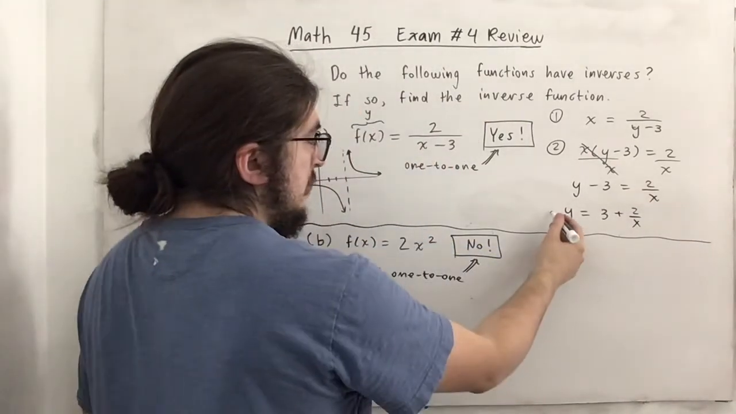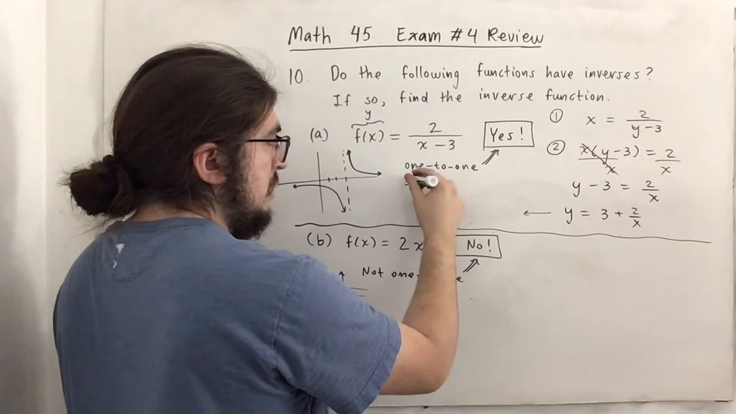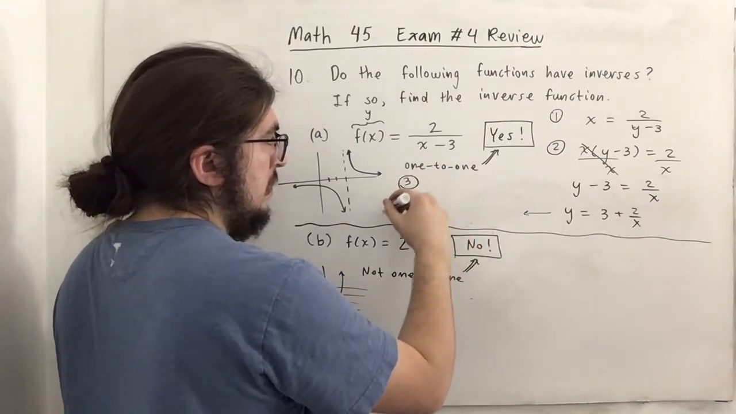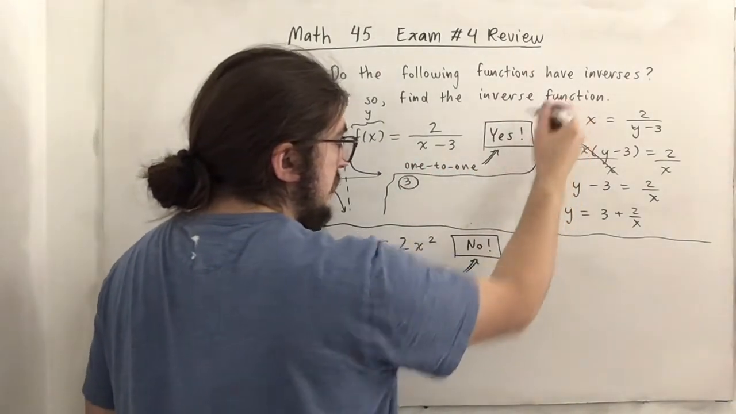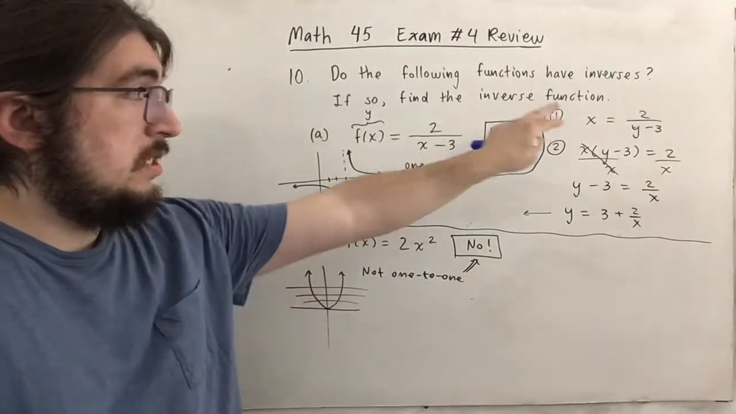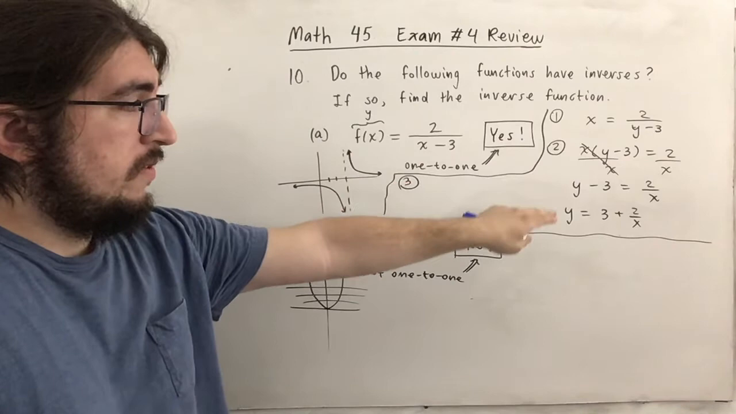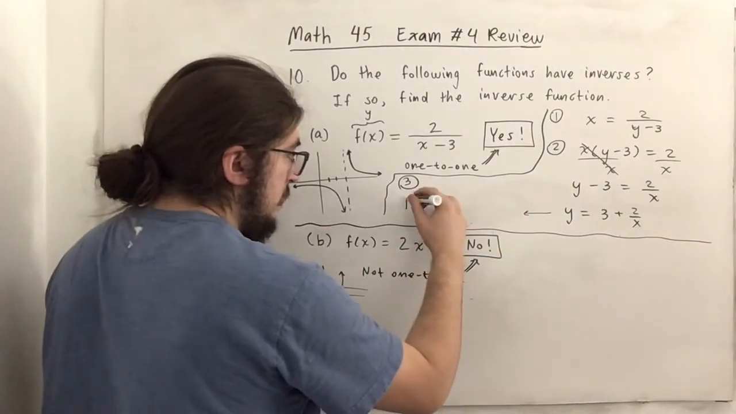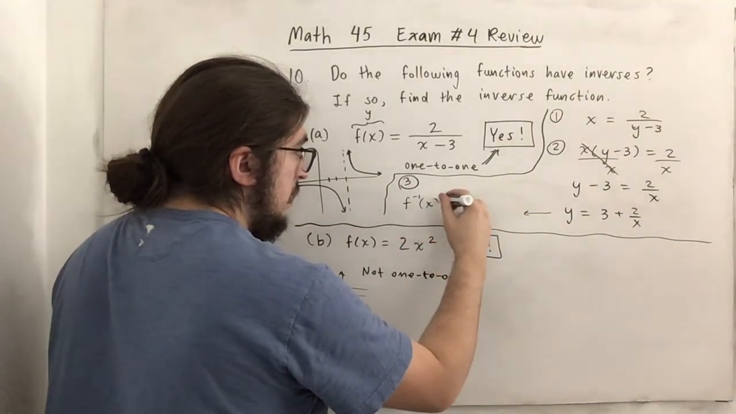Perfect. Now the final step, I think, would be to just use that function notation. So here I'm actually doing this process: replacing f of x with y, then swapping x's and y's for the first step, solving for y, and then finally replacing y with the inverse function notation.